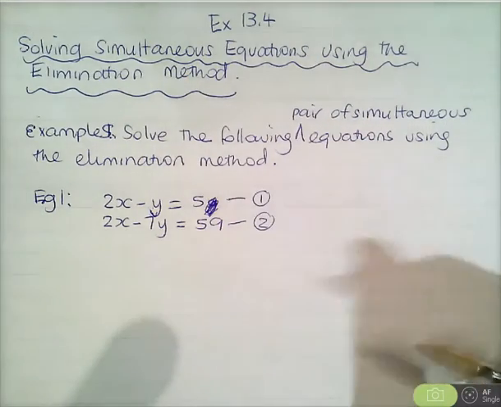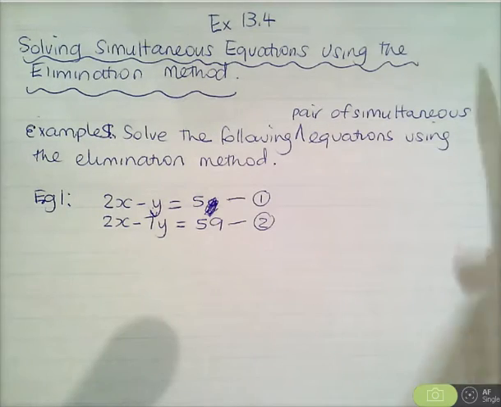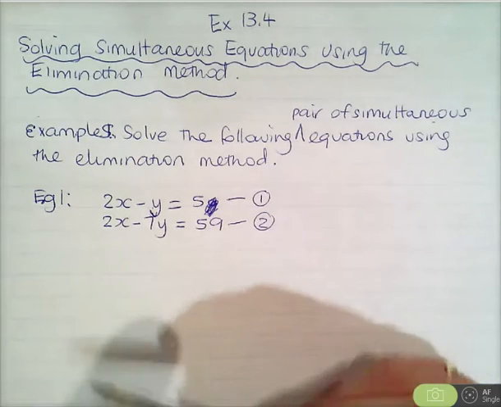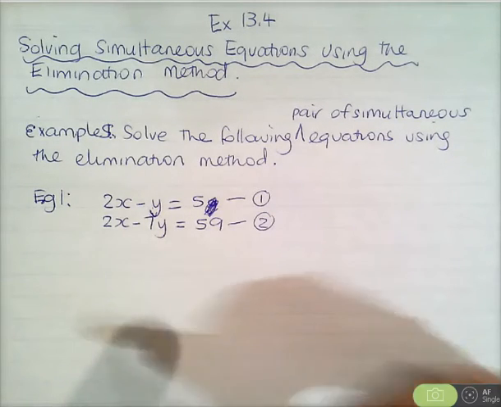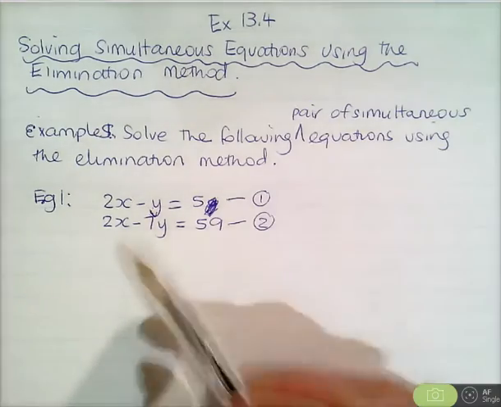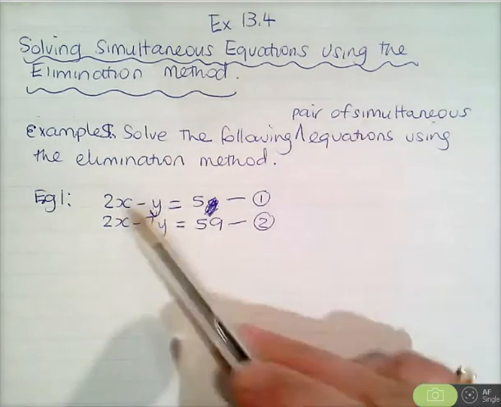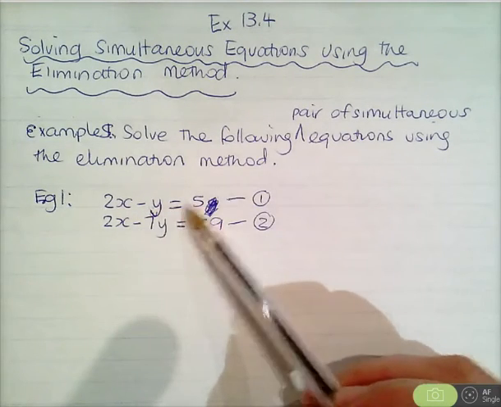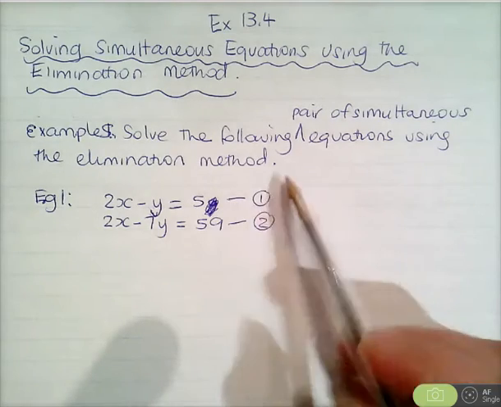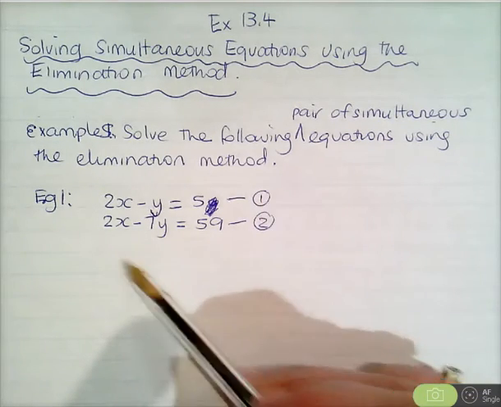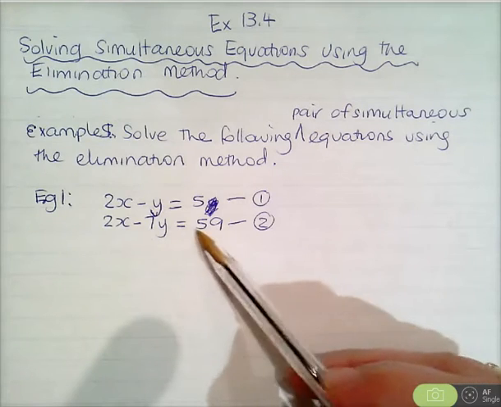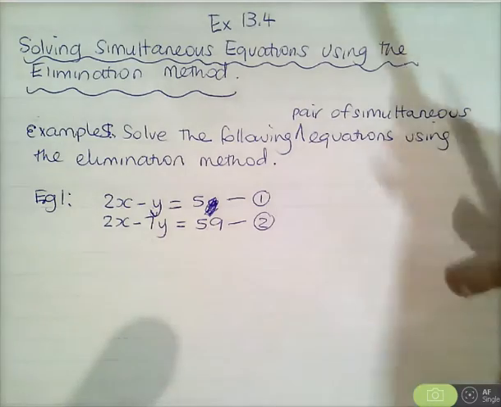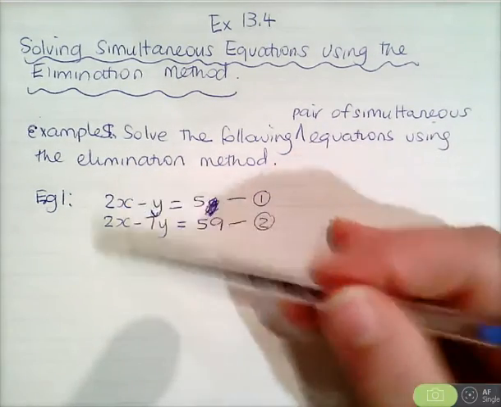Now, when you think of the word elimination, it means to get rid of something. So when we use this method, we will end up eliminating one of the pronumerals, in one of the earlier steps of our process. So here are our two equations. Okay, so we have to solve these pairs of simultaneous equations using the elimination method. And the equations are 2x minus y equals 5, and I call that equation 1. So when you call it equation 1, I like to put it in a circle. And I've got 2x minus 7y equals 59. That's equation 2.